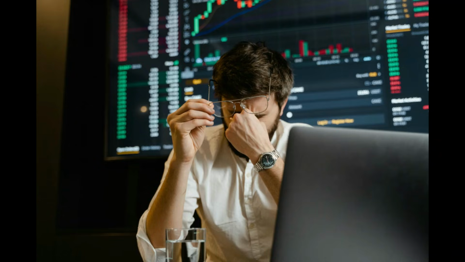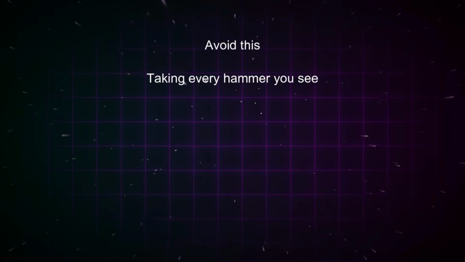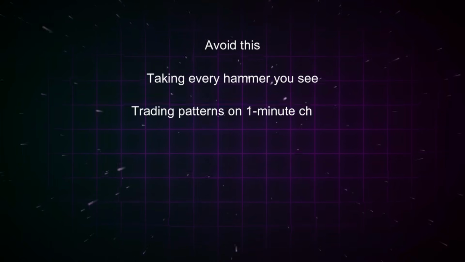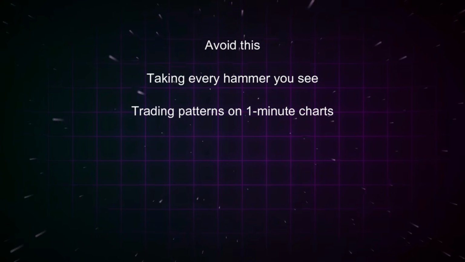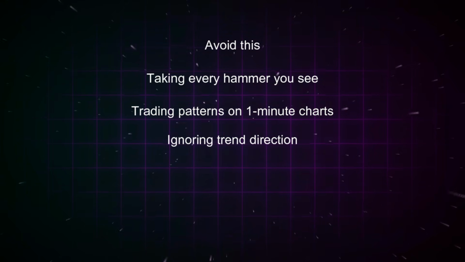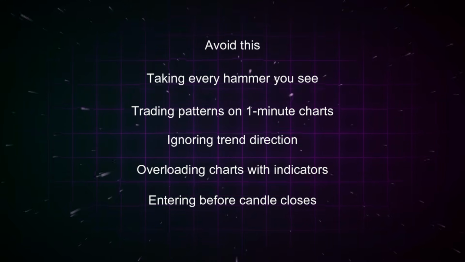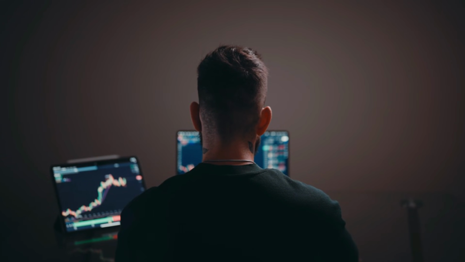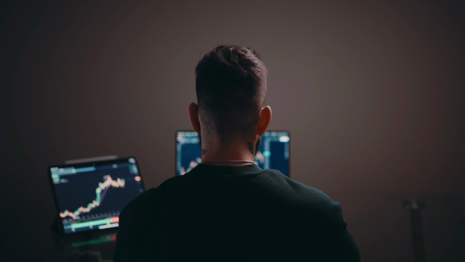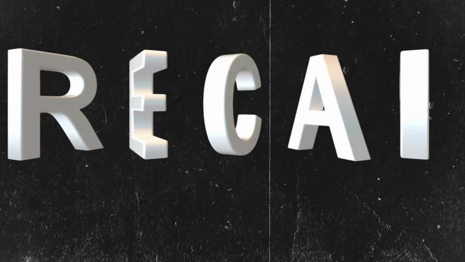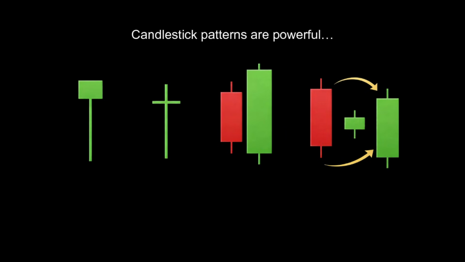Section 9. Beginner mistakes to avoid. Let me save you months of frustration. Avoid this. Taking every hammer you see. Trading patterns on 1-minute charts. Ignoring trend direction. Overloading charts with indicators. Entering before the candle closes. Wait for confirmation. Patience beats speed.